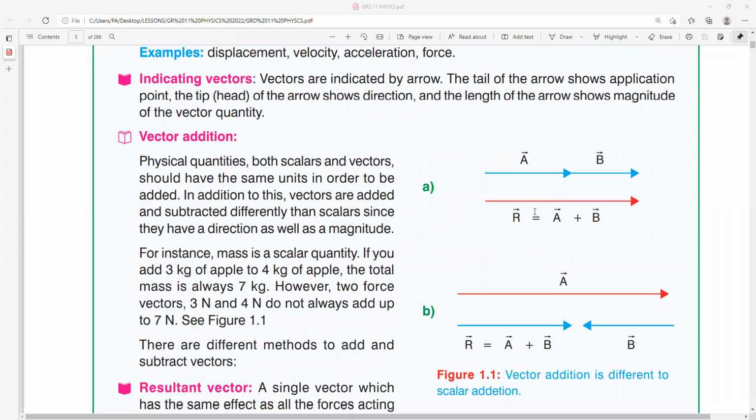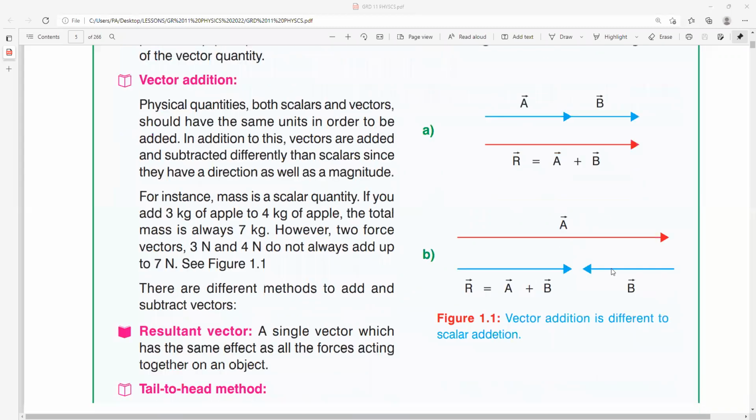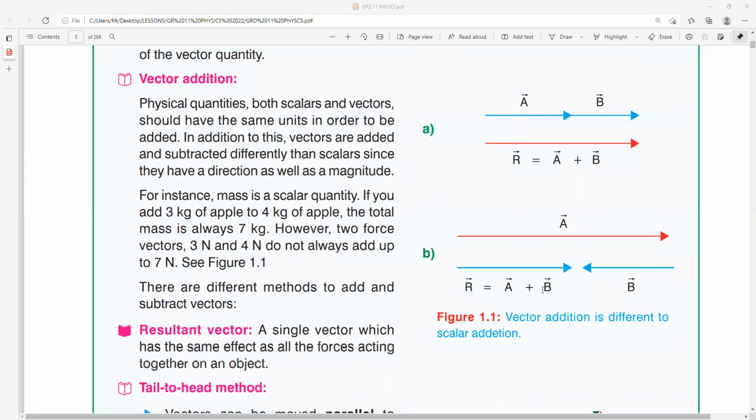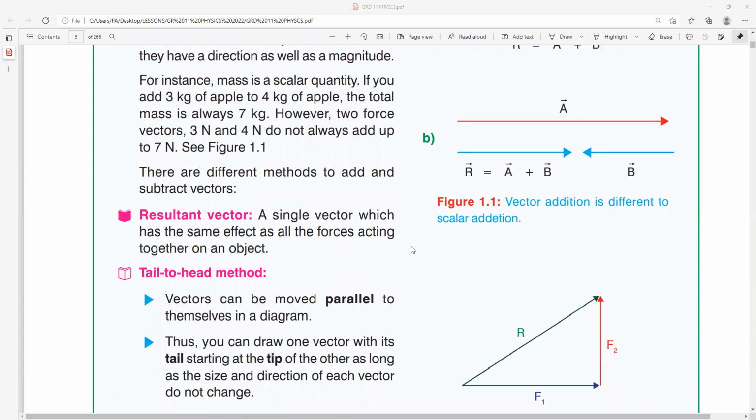It is an easy one if they have the same direction. You must just add them. If you have opposite direction, the formula is still the same, a plus b, but one is positive, the other one is negative. You are choosing direction. For example, to the right positive, to the left negative, and then you are adding them all. And resultant vector means net vector, net force.